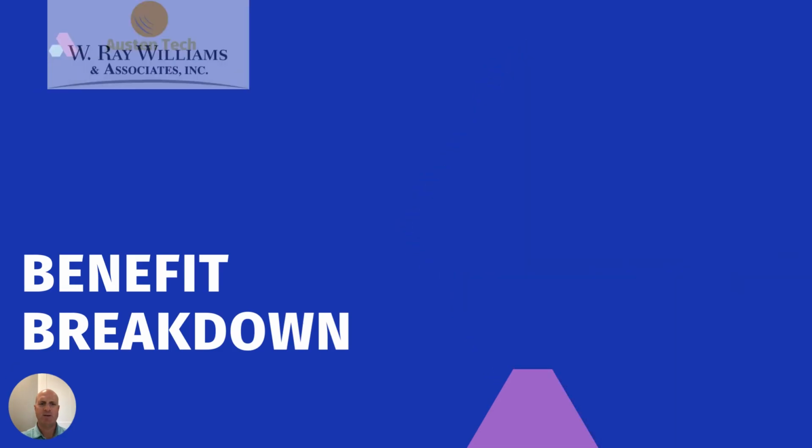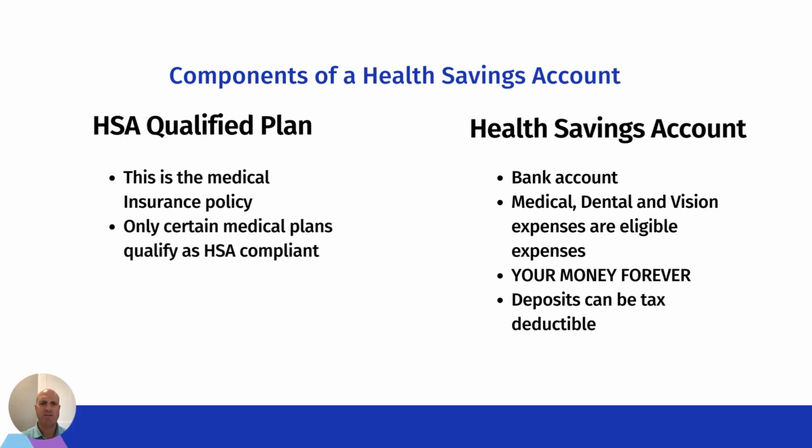This week's topic is the components of a health savings account, commonly referred to as an HSA. There are two main components to an HSA. The first is the actual HSA qualified plan. So this would be your actual medical insurance policy. And you have to keep in mind that only certain policies are HSA compliant.